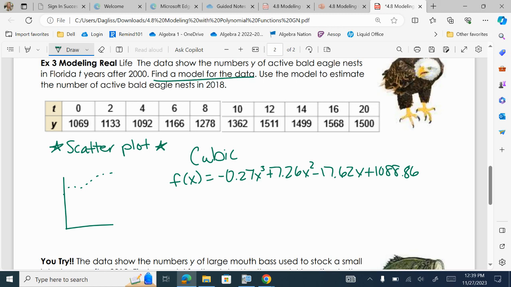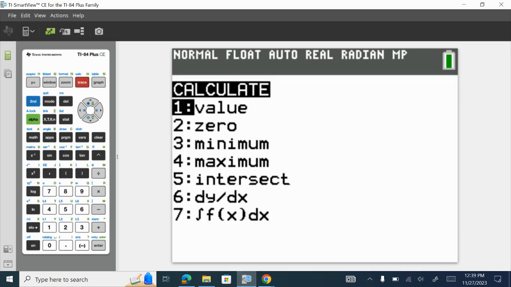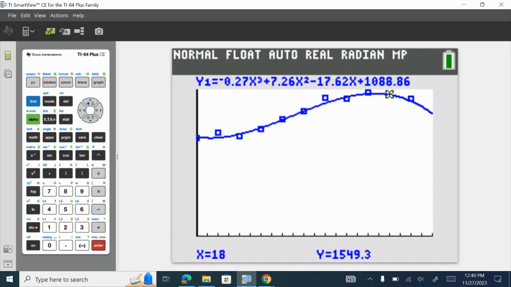Now use the model to estimate the number of active bald eagle nests in 2018. So it wants me to find f of what? Of 18, because it's t years after 2000, right? So 2018 would be 18 years afterwards. Okay. Now instead of plugging it in, friends, watch. I'm going to calculate the value for 18. Second, calculate the value when x is 18. Boom, 1549.3.